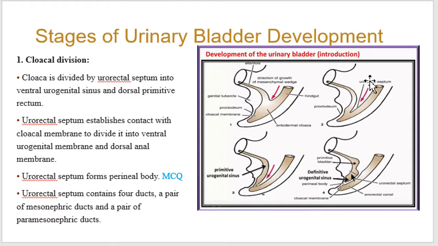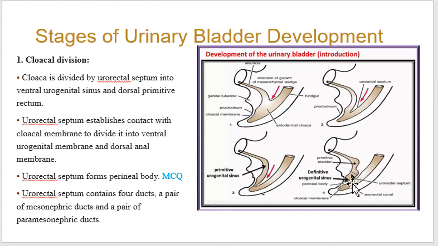When the urorectal septum grows downwards, it is attached to the cloacal membrane. This cloacal membrane divides into the anal membrane and the urogenital membrane anteriorly, genital membrane and anal membrane. And where the urorectal septum attaches to the cloacal membrane, it forms the perineal body.